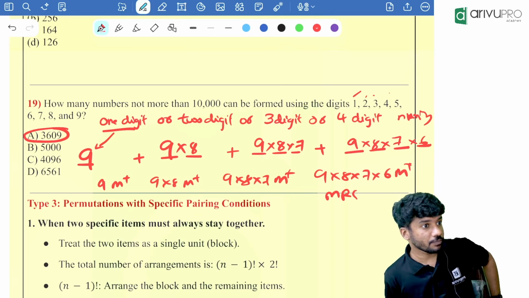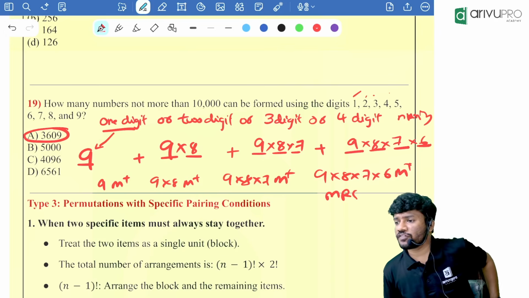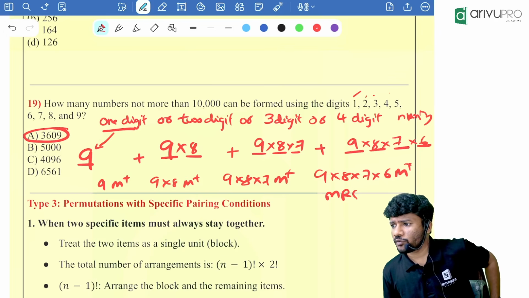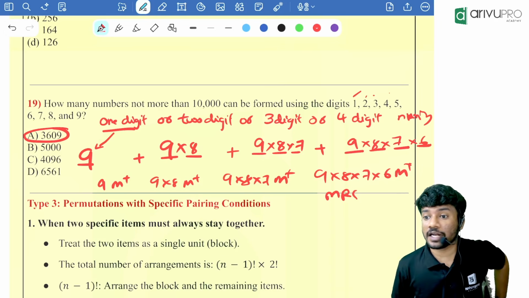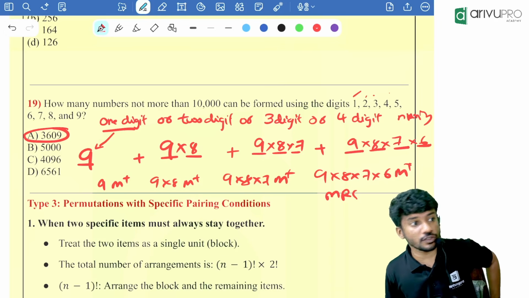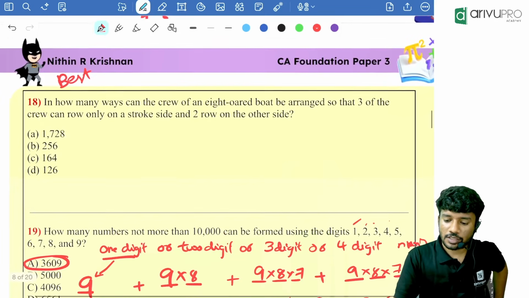That is the meaning. Why are we not considering 5? Anyone can tell me why we are not considering a 5-digit number? Yeah, more than 10,000 is not possible. For example, here 10,000 included also is given in the question, means we will add that 10,000. Other than that, we don't need to consider 10,000.